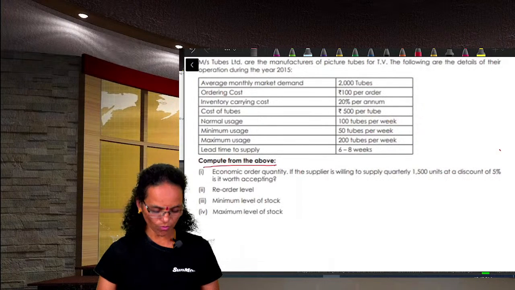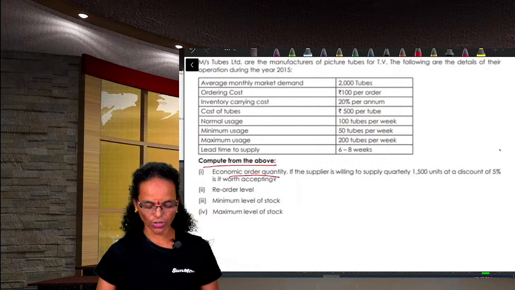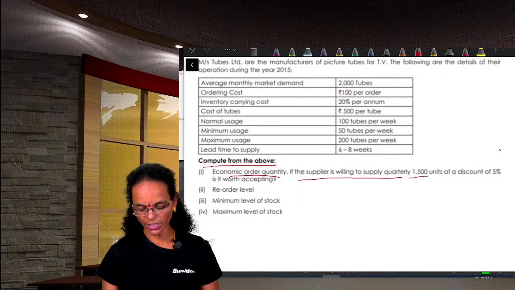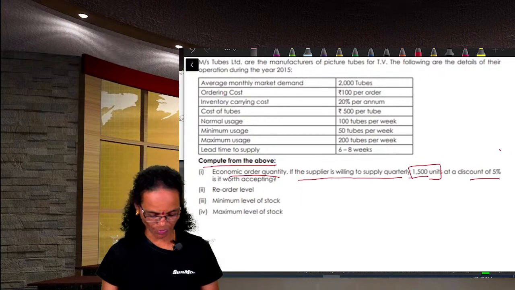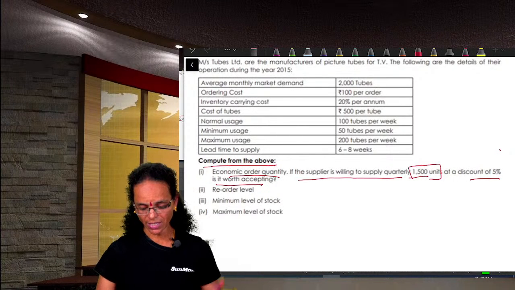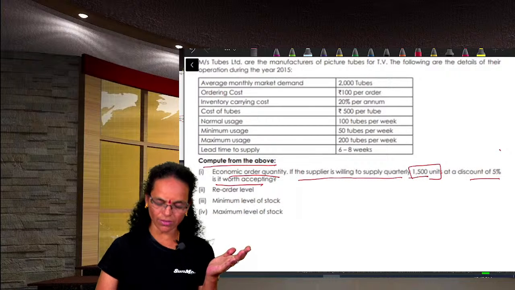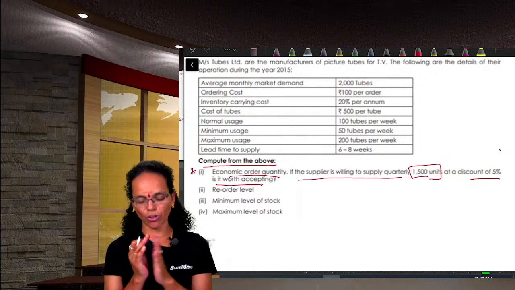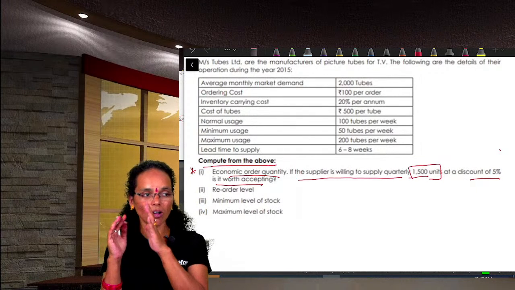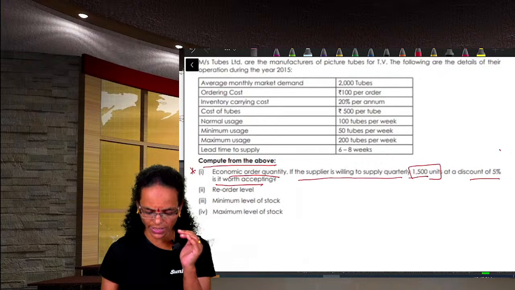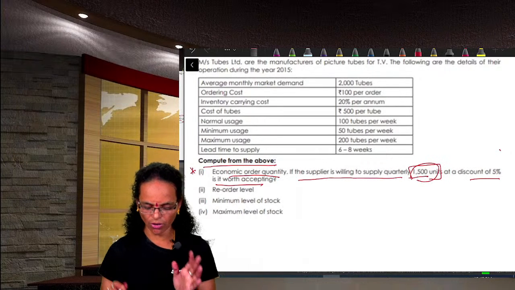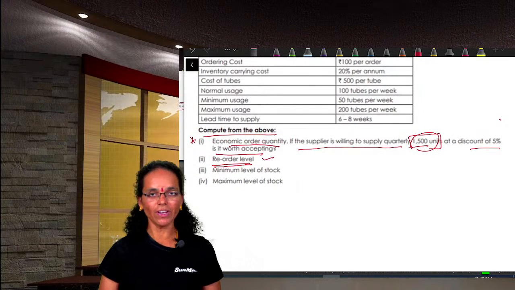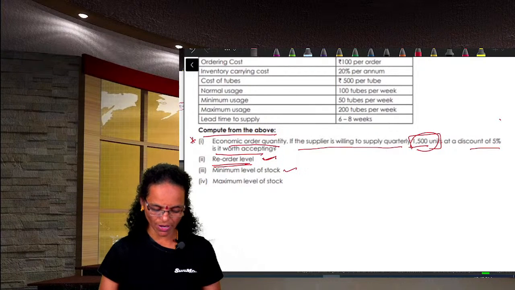Now compute from the above the economic order quantity. We know how to calculate economic order quantity. If the supplier is willing to supply quarterly 1500 units at a discount of 5%, is it worth accepting? See, previously we have also done the same question. Numbers may be different, but the same type of problem we have done. First we calculated economic order quantity. Then we saw the total purchase cost at discount price. So here also same thing, nothing extra. And we need to find out the reorder level, minimum level and maximum level.